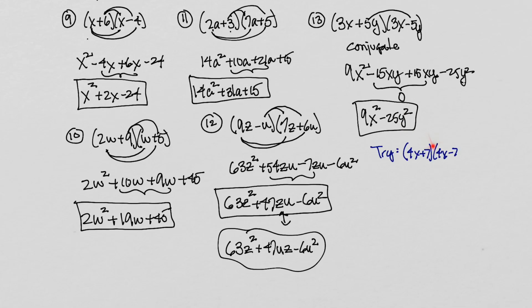Before we go into another problem, let's just try this one here. See if we get the same thing. So let's take the 4x plus 7, multiply it by 4x minus 7. Now you recognize that they're conjugates. So see if you can get it. Here's the rule. Square the first, put a minus sign, square the second.